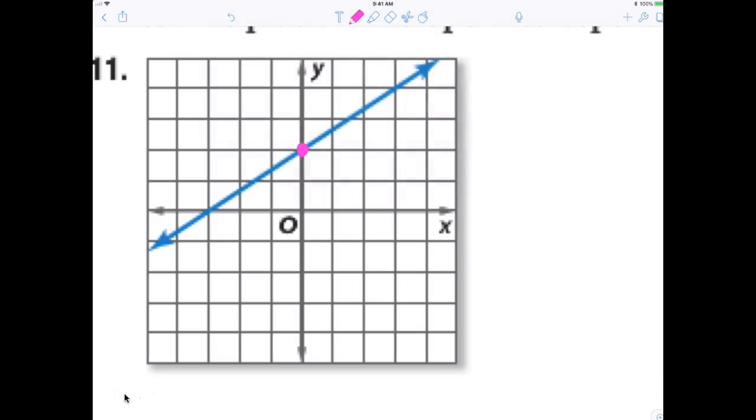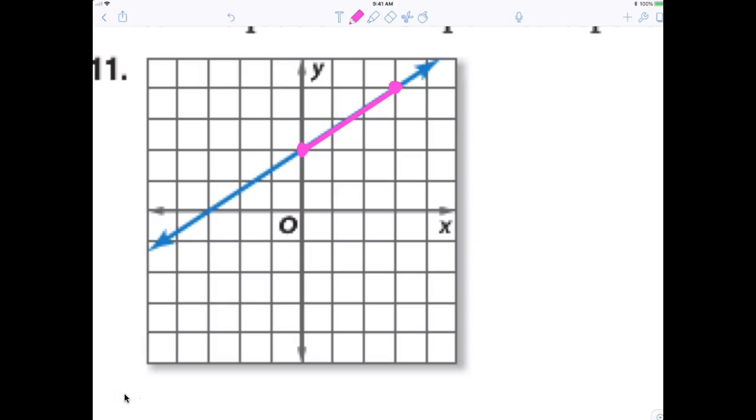Now, I'm scanning this line to try to find another point that's exactly on the graph. Guess what I just did? I found it right there. Those are the 2 points. So somebody tell me what delta y is. What's delta y? 2. What's delta x?